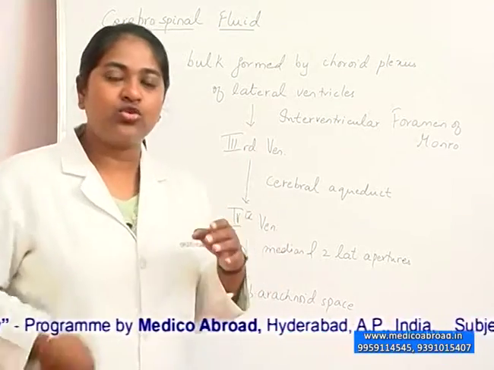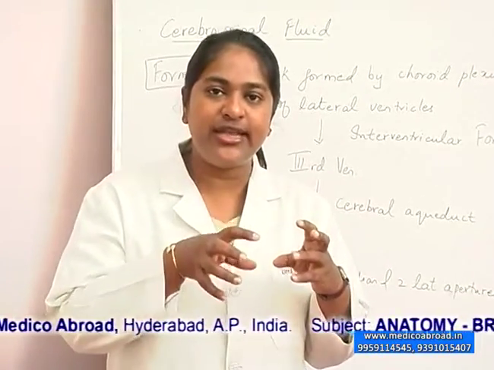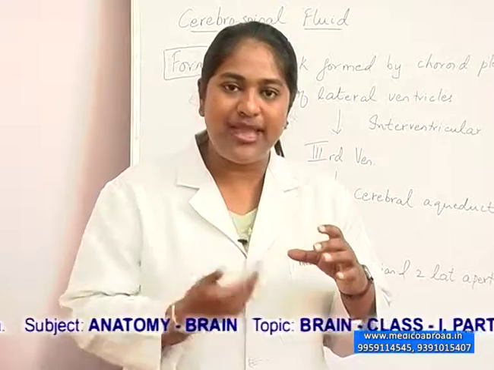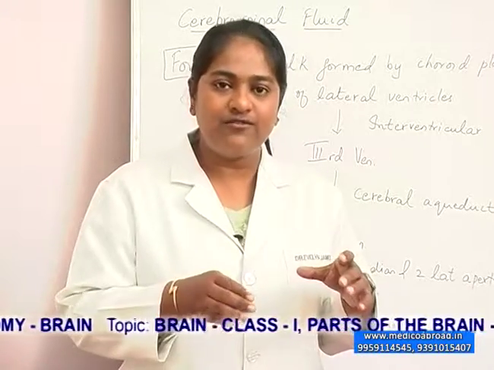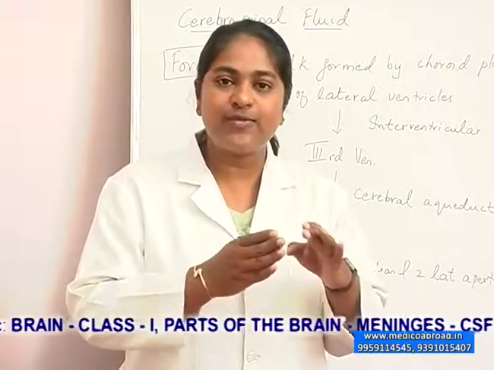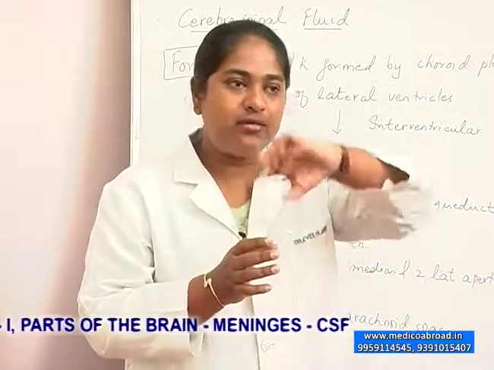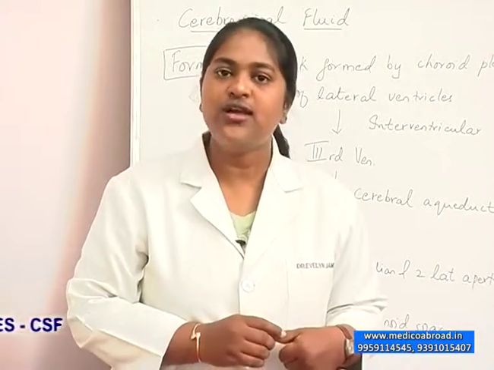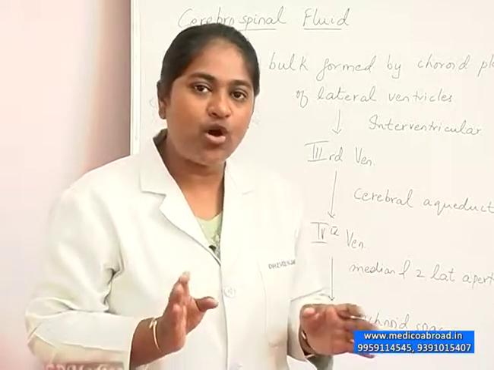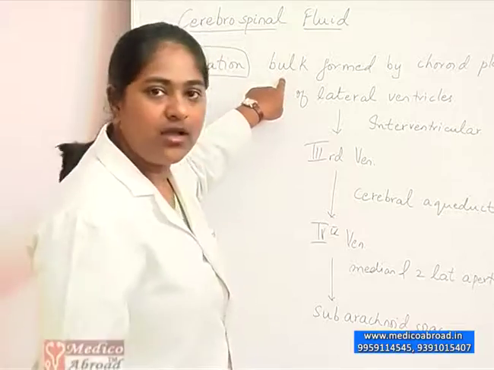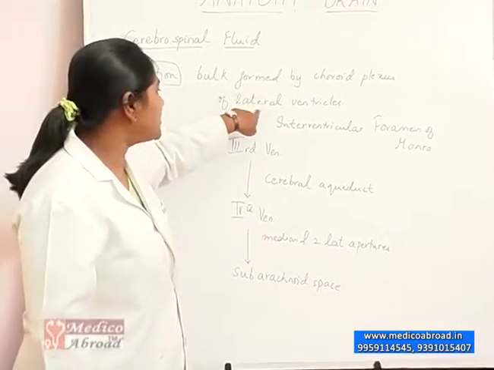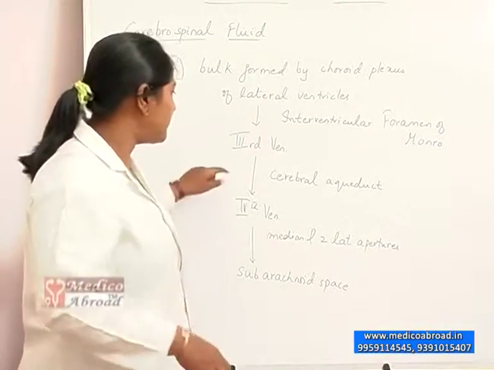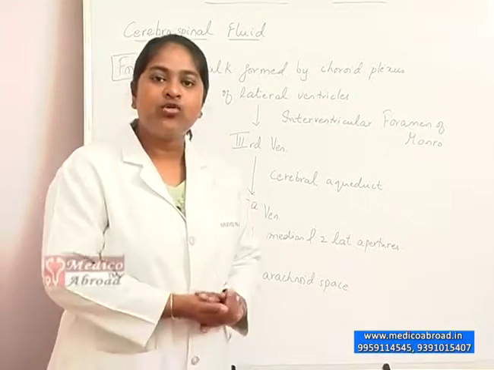From here, through the median foramen of Magendie, the cerebrospinal fluid enters the central canal of the spinal cord and bathes the spinal cord. From the lateral apertures of Luschka, the cerebrospinal fluid goes upwards and bathes the outer surface of the brain. We'll later look at a picture which will show you the same circulation. This is the bulk of the formation of the cerebrospinal fluid, in the choroid plexus, especially of the lateral ventricles. To a smaller extent, CSF is formed in the choroid plexus of the third and fourth ventricles.